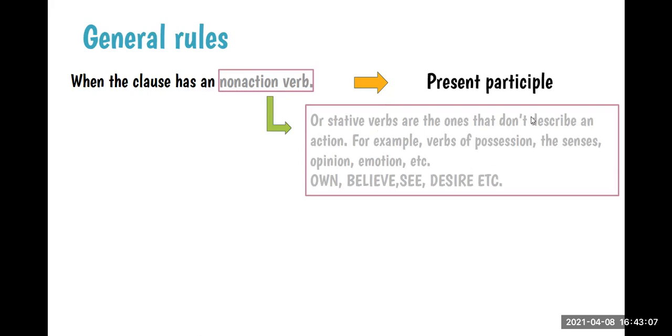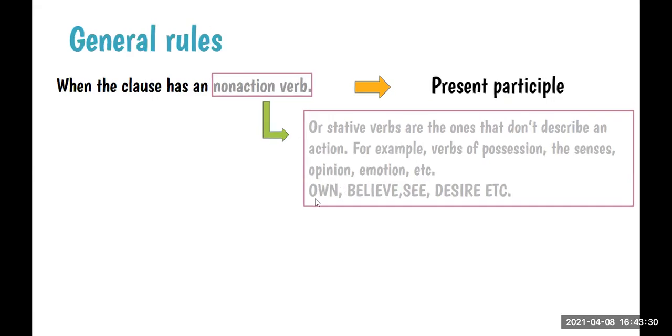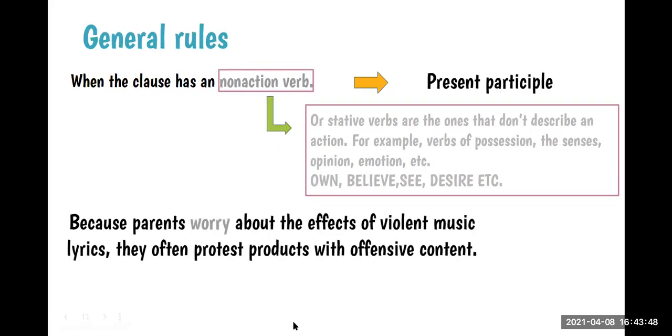Okay, these are the ones that don't describe an action. For example, they describe a state or a condition, as you said, right? For example, they describe possession, the senses, opinion, emotion, okay, these kinds of things. For example, here we have own, believe, see, or desire. Okay, and we have a lot of examples of non-action verbs. Okay, so these are the non-action verbs. For example, here we have, can you read the example, please, Fabiana?